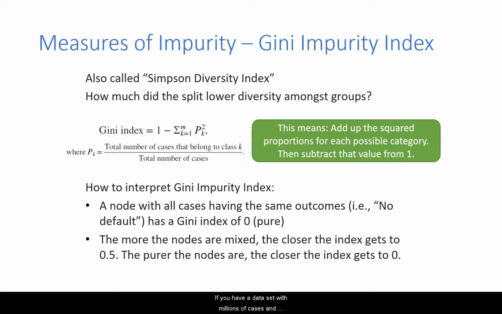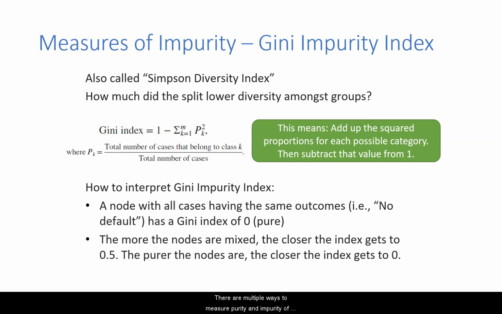If you have a data set with millions of cases and hundreds of variables, the number of candidate split points can run well into millions or more. How do we compare the ability of these candidate split points to create pure subsets in order to identify the best one as our first split, or the root node of the classification tree? To answer this question, we need to discuss the measures of purity and impurity.